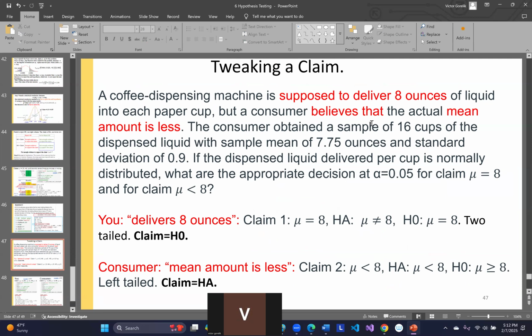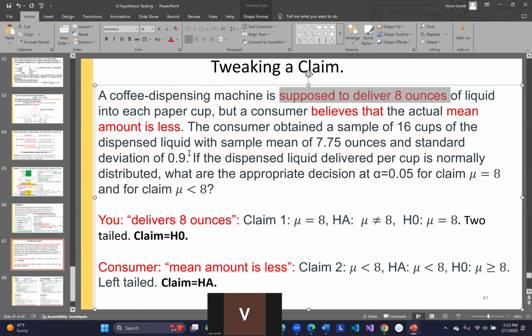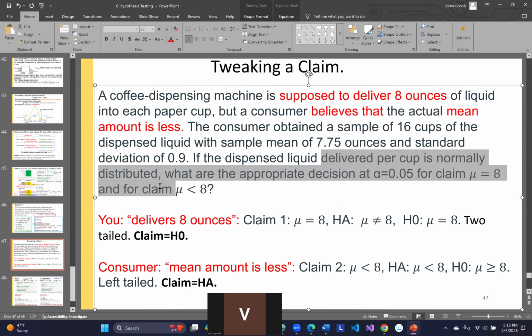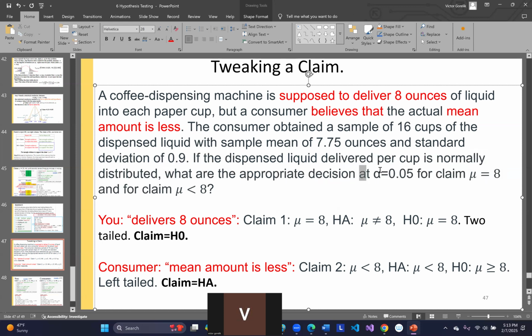The following problem illustrates how to resolve a very common dispute between the company and its client. A coffee dispensing machine is supposed to deliver 8 ounces of liquid into each paper cup, but a consumer believes that the actual mean amount is less. The consumer obtained a sample of 16 cups of the dispensed liquid with a sample mean of 7.75 ounces and a sample variance of 0.81 ounces, so the standard deviation is 0.9. If the dispensed liquid delivered per cup is normally distributed, what are the appropriate decisions at alpha equals 0.05 for claim mu is equal to 8 and for claim mu is less than 8?